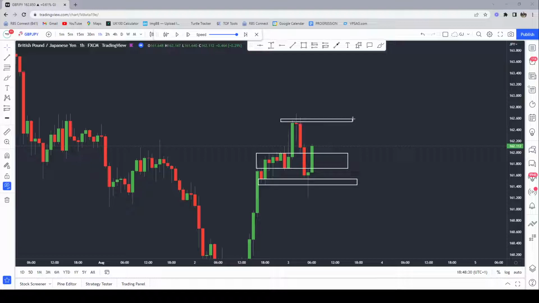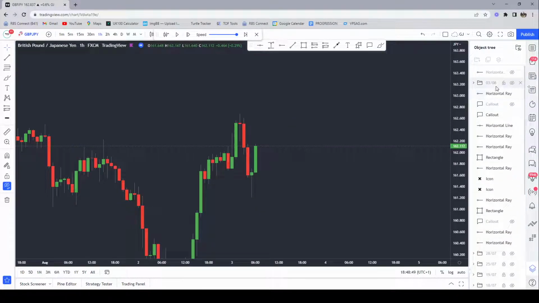We have the resistance up here, and this is just like a mid-range level. So the fact that we have pulled back, rejected from the bottom, and closed back above the mid-range, I'm looking to buy this up to here. So that's my trade.